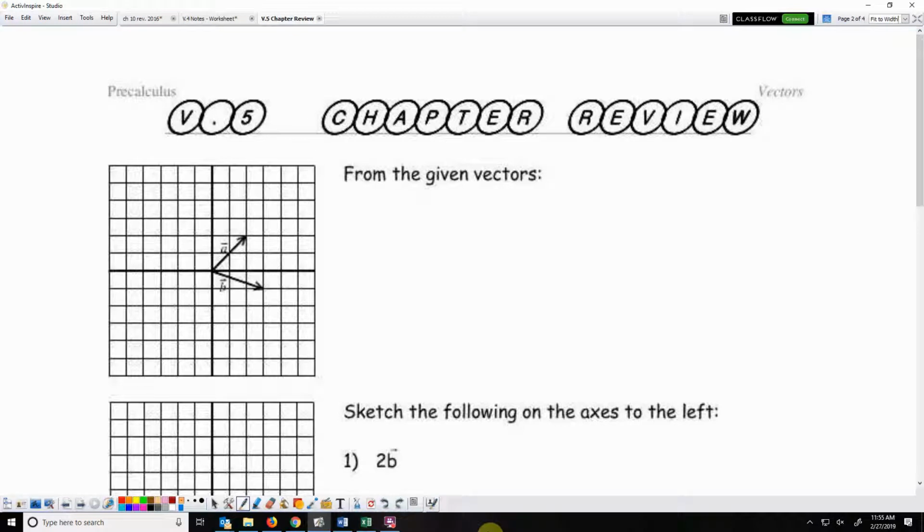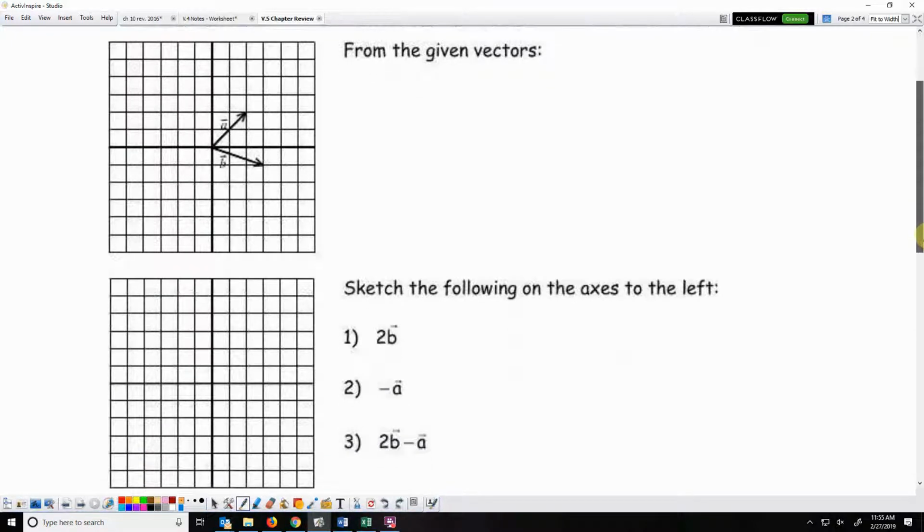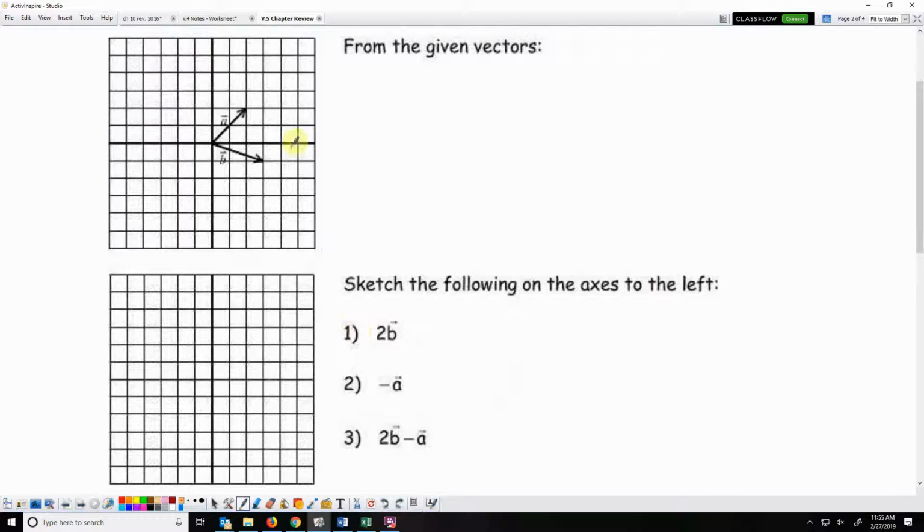Today we are going to review some of the things that we've learned about vectors. So in this first graph, using these vectors, we're going to graph 2 times vector b. Vector b goes right 3 and down 1. 2 times that, from our origin, goes right 6 and down 2. So there's our vector 2 times vector b. The arrow does not go beyond that endpoint.